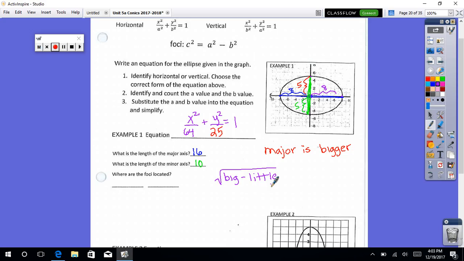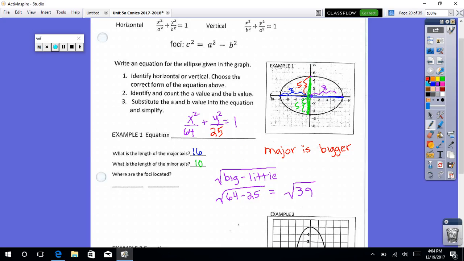So what do I mean by that? Well, that means that 64 minus 25, and take the square root. 64 minus 25 is going to give you the square root of 39. That gives you an ugly decimal, so we'll just leave it as the square root of 39.